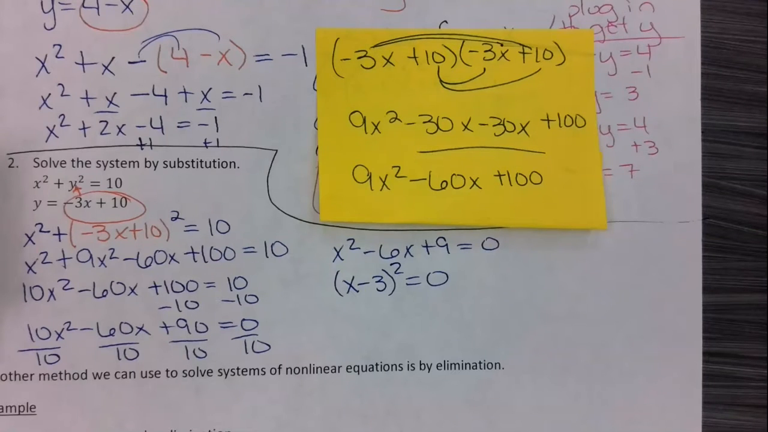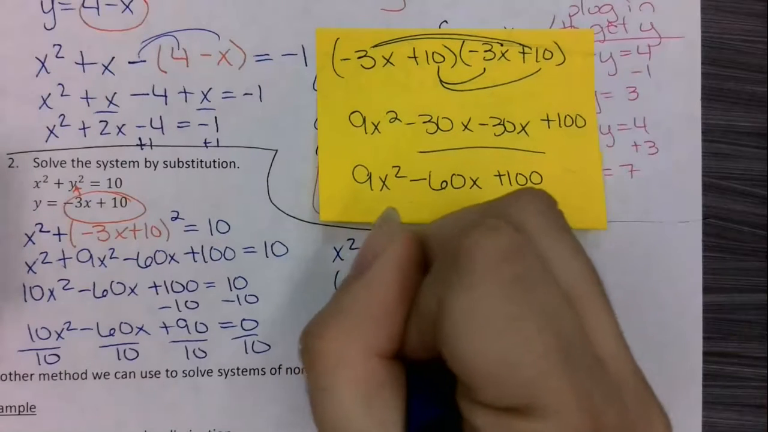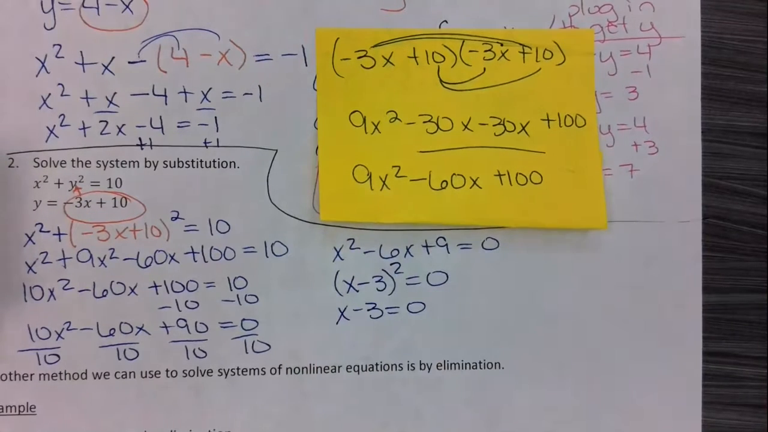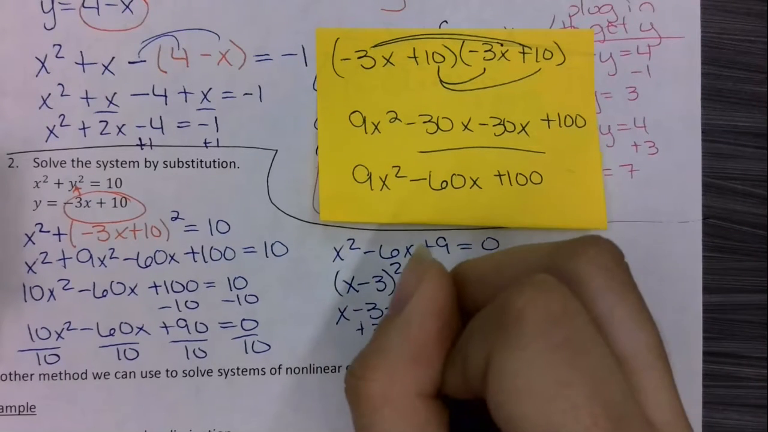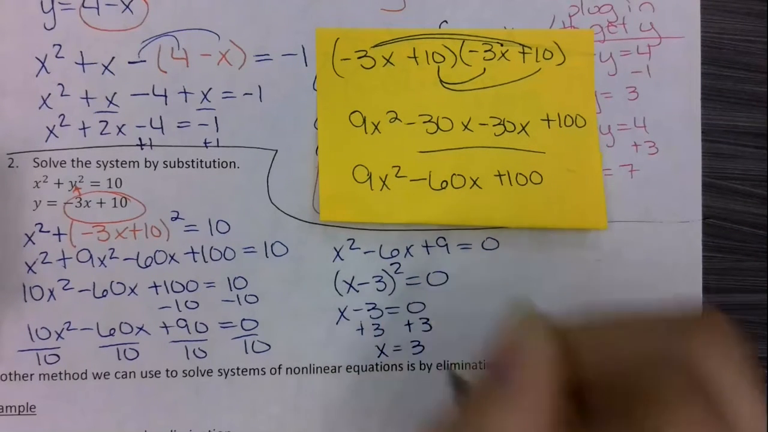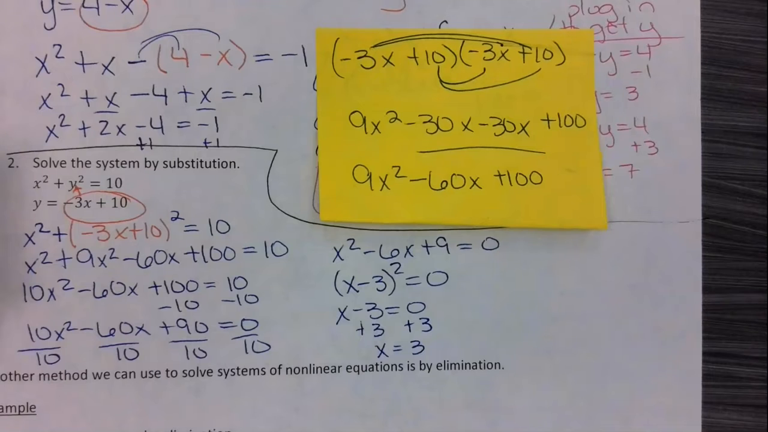Okay, what do I want to do next? Since they're the same, I only have to set 1. Yeah. Okay, and then I just add 3. So I get x equals 3. Am I done? No. What do I want to do? Which equation, top or bottom?